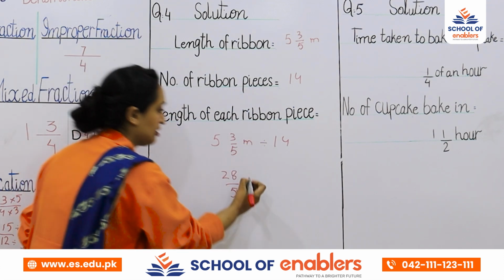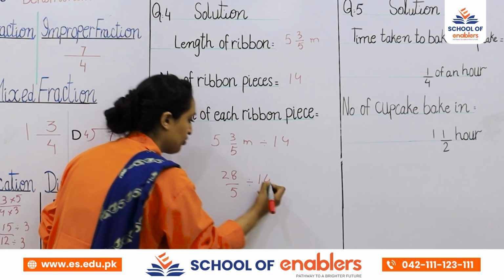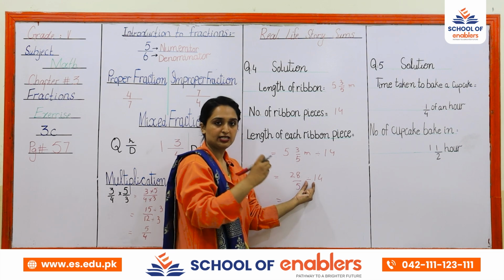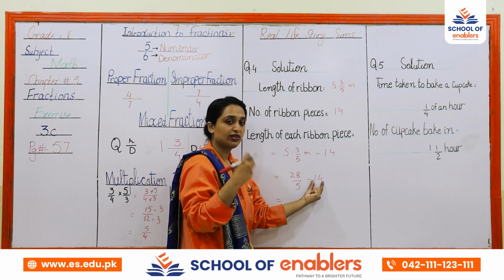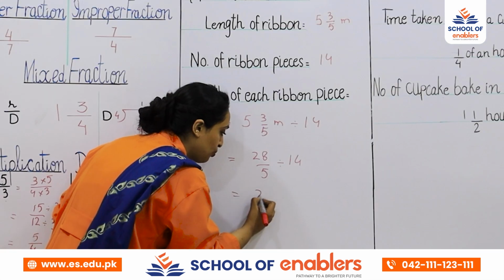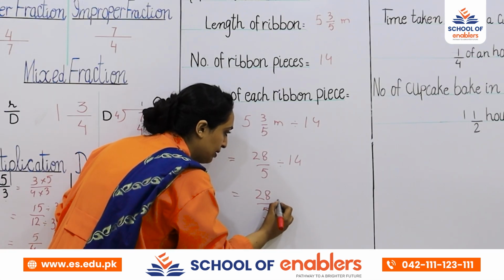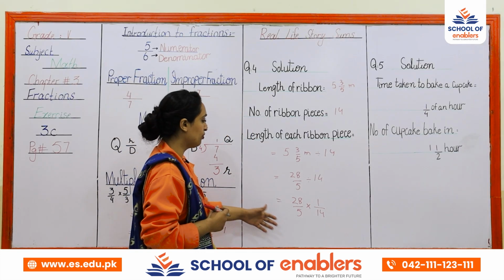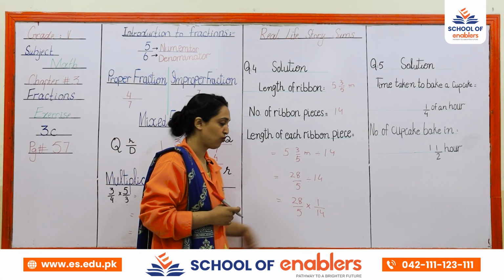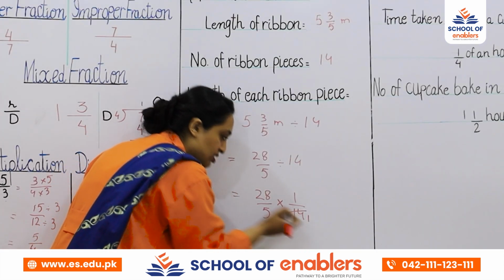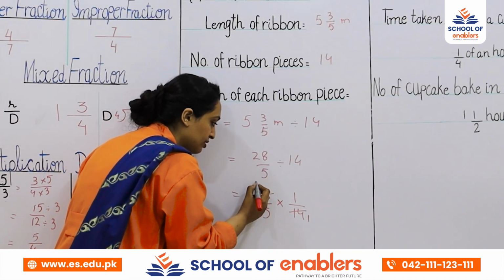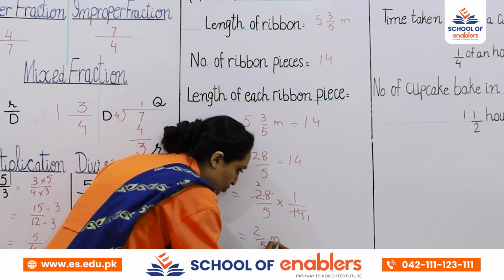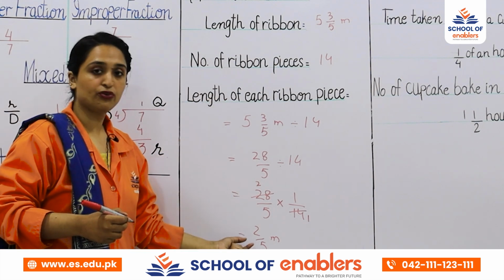So now we will write divide as it is and 14. Next, what we will do, we will change the divide sign into multiplication and we will take the reciprocal of this 14. So 28 over 5 multiplied by 1 over 14. As I told you before multiplying, we will change into the lowest form. So we will cut 14 1s are 14, 14 2s are 28. So we will be left with 2 over 5. So the length of each ribbon is 2 over 5 of a meter.